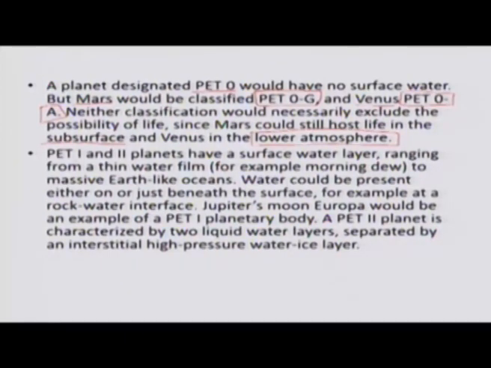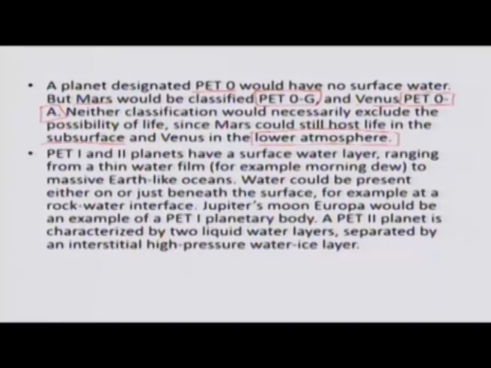PET 1 and 2 planets have a surface water layer ranging from a thin water film, for example, morning dew, to massive earth-like oceans. Water could be present either on or just beneath the surface, for example, at a rock water interface. Jupiter's moon Europa would be an example of a PET 1 planetary body. A PET 2 planet is characterized by two liquid water layers separated by an interstitial high pressure water ice layer.